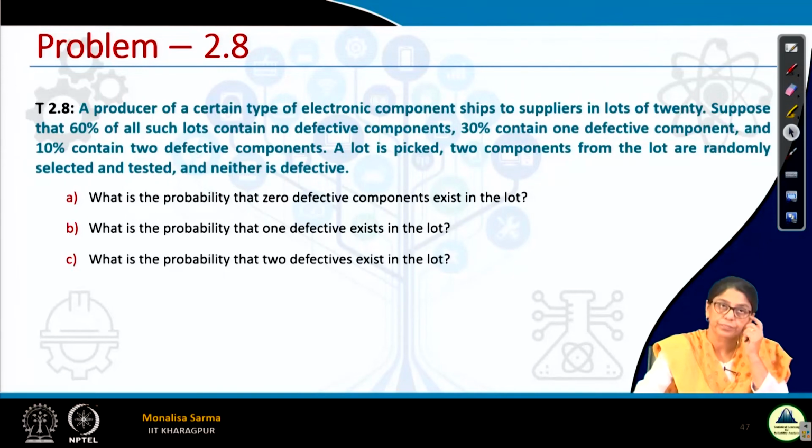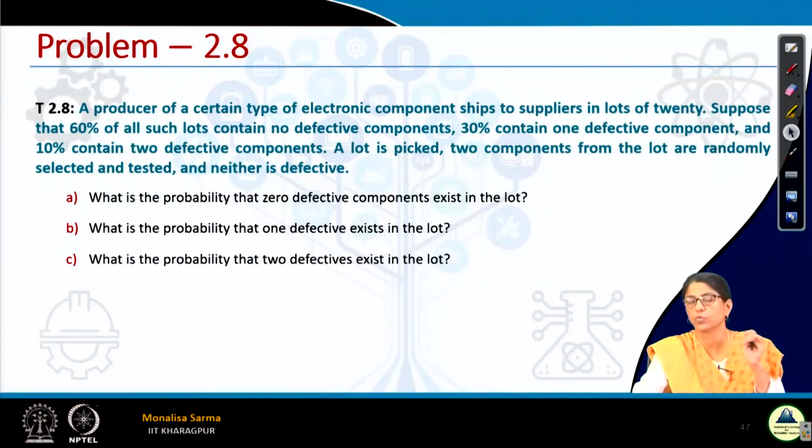Next, a producer of a certain type of electronic component ships to a supplier in lots of 20. Suppose that 60% of all such lots contain no defective component, 30% contain one defective component, and 10% contain two defective components.